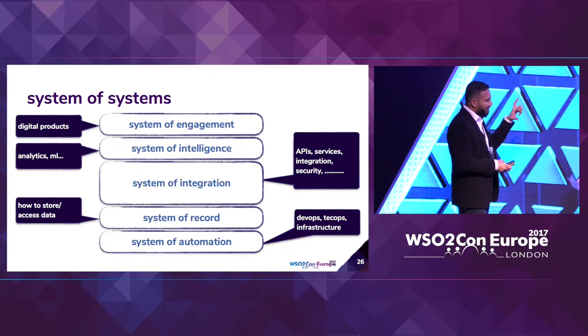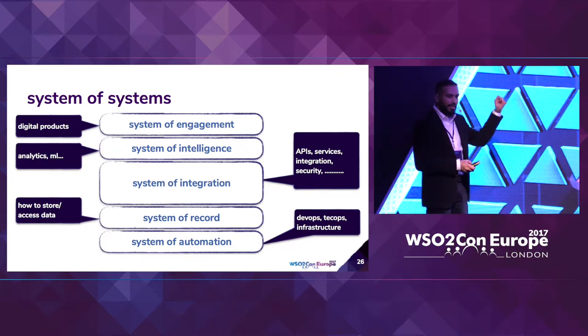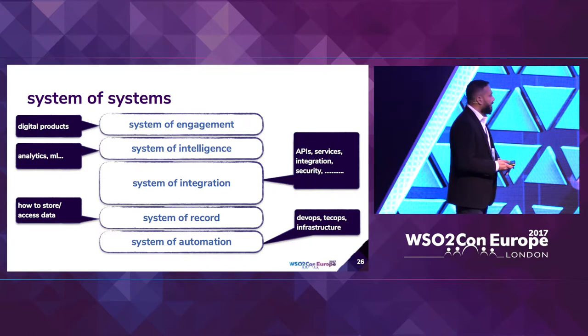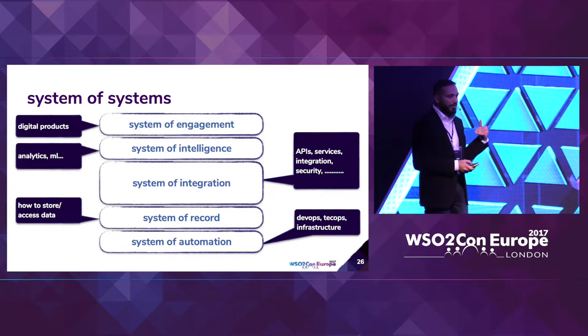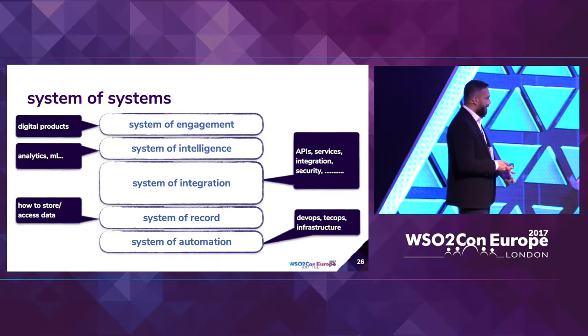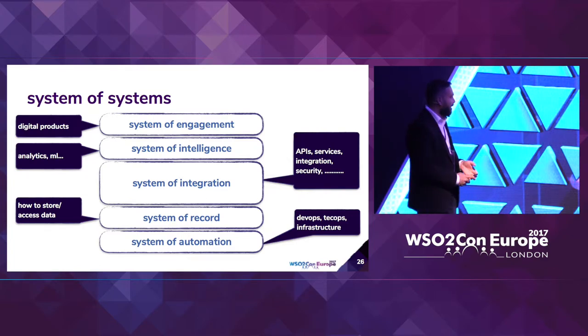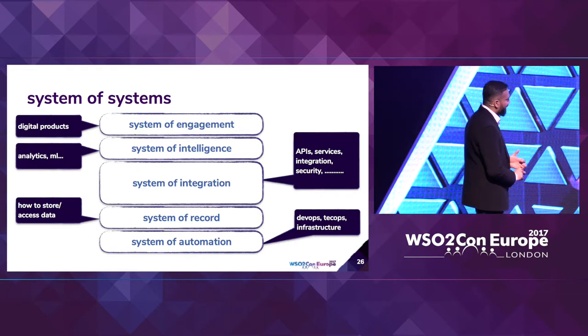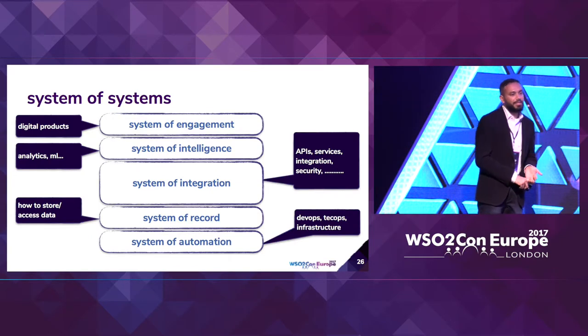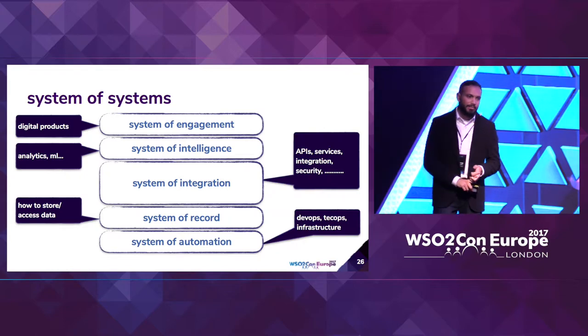We experience that around 60% of products contain that layer. And then you get the system of record layer. That's basically how you store the data and how you access the data. The system of automation is about CI/CD, DevOps practices, and infrastructure related things. And then this new layer called system of intelligence comes into the picture. That's where all the analytics and machine learning, so and so forth, come into the picture.